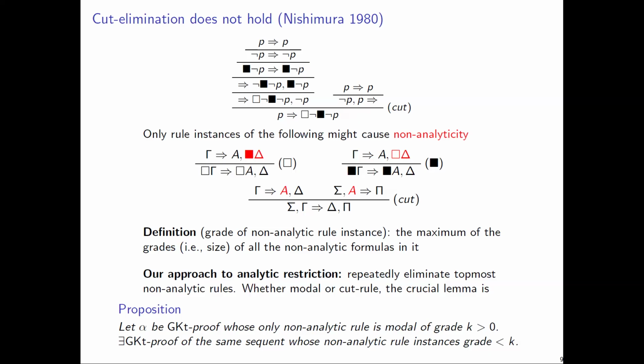What we're going to do is, you give me one of these rules. Imagine that everything else is nice. This is the first time something non-analytic happens. We're going to transform this proof so the grade decreases, just like what you do with cut elimination. So we're going to show something like this. Let alpha be a proof. Let's say it ends in a non-analytic rule with positive grade. Well, it's not just existence. We're going to actually create a proof of the same sequent where the non-analytic rules have smaller grade.